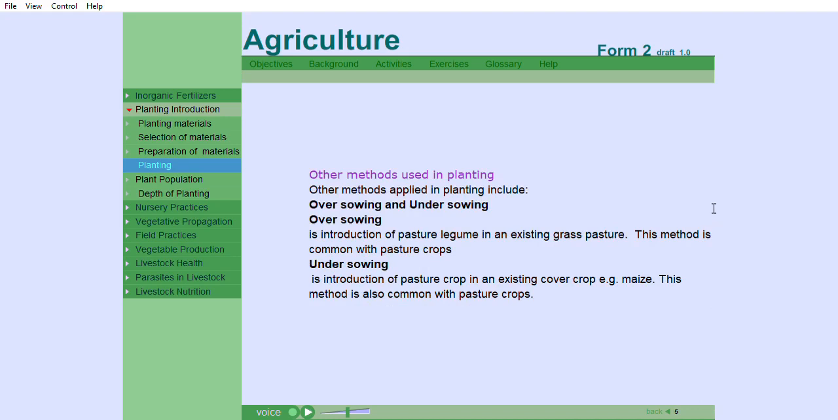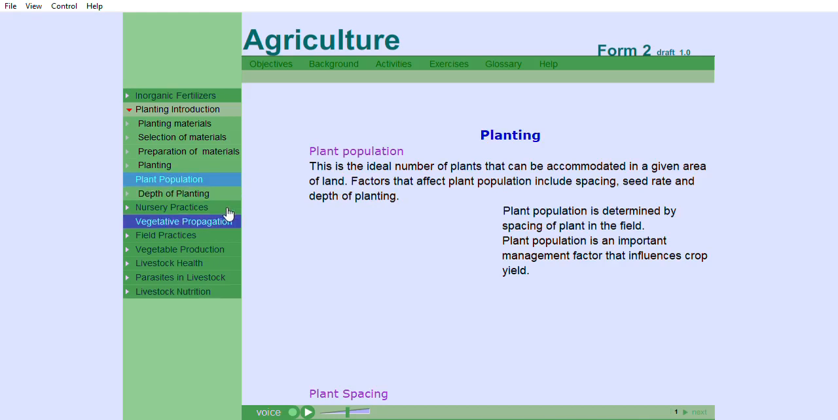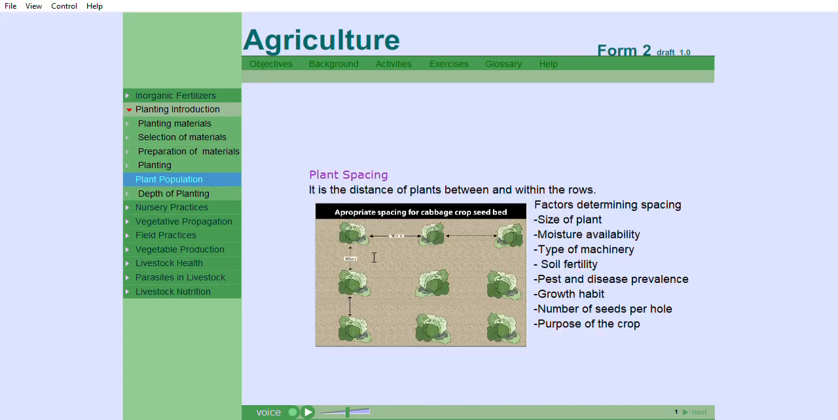Other methods applied in planting include oversowing and undersowing. Oversowing is introduction of pasture legume in an existing grass pasture. This method is common with pasture crops. Undersowing is introduction of pasture crop in an existing cover crop, for example, maize. This method is also common with pasture crops. Plant population. This is determined by spacing of plants in the field. Plant population is an important management factor that influences crop yield.